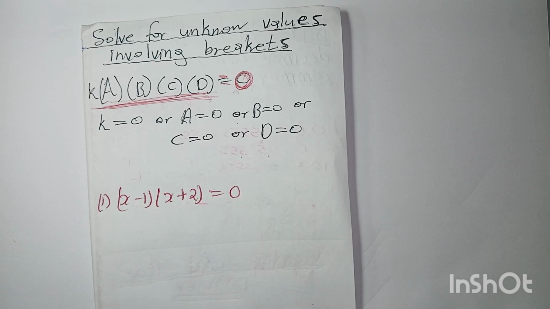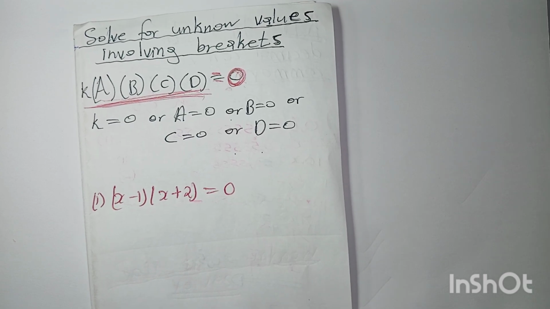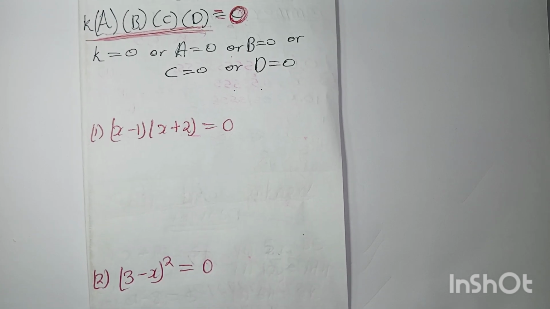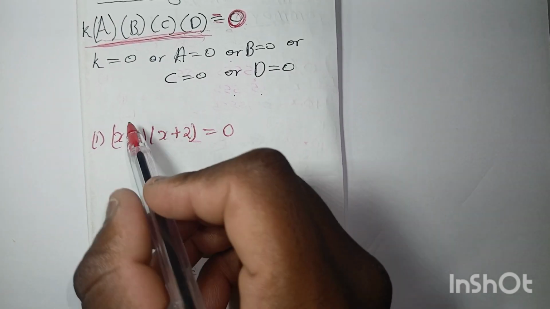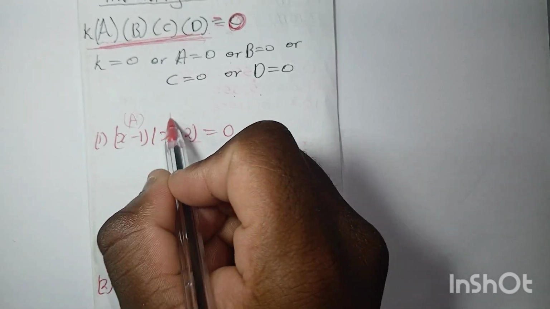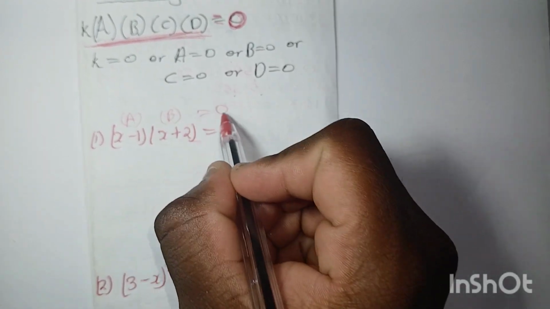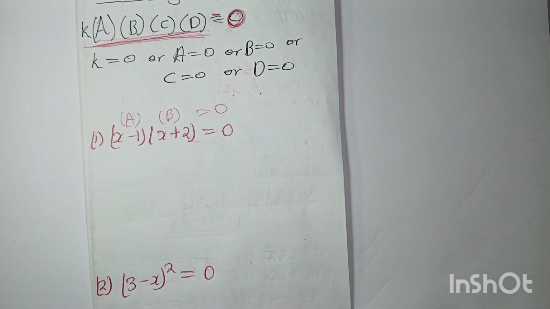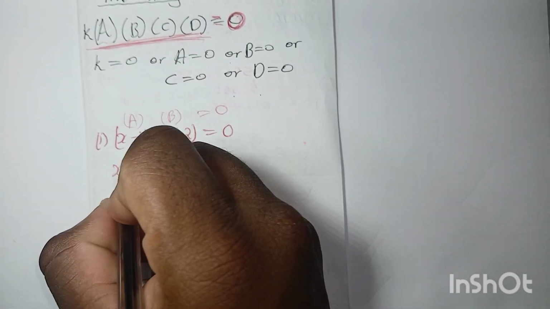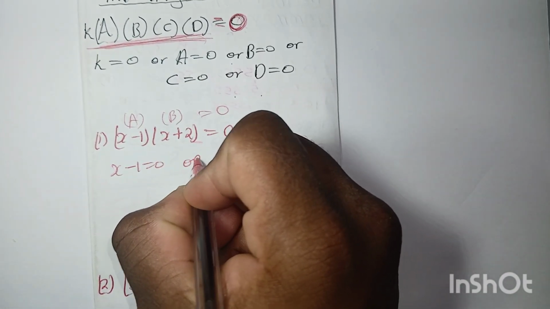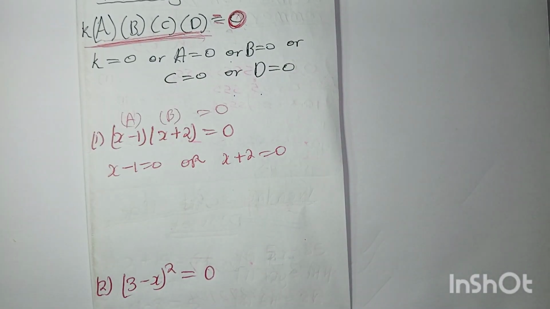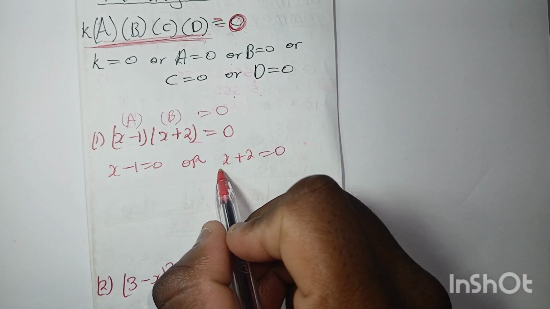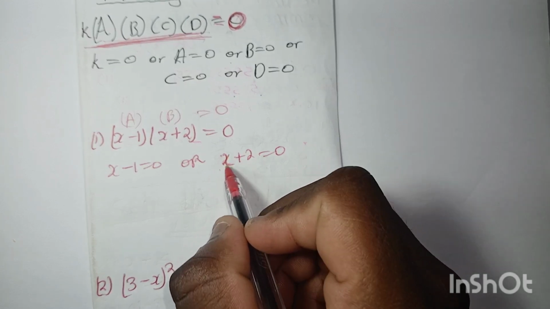So let me show you what I'm trying to say. Cover this question. In this question, you have bracket a and bracket b, and they are equated by 0. Do you see? So what you should do is equate each bracket by 0. Say x plus 2 is equal to 0. Do you see this thing? Meaning now you should solve for x.